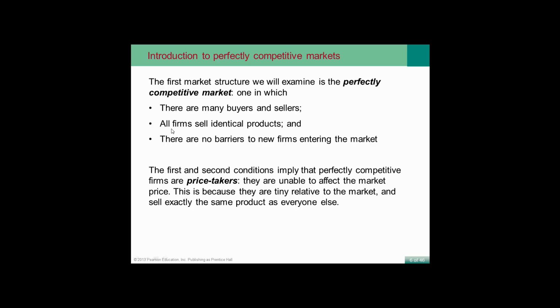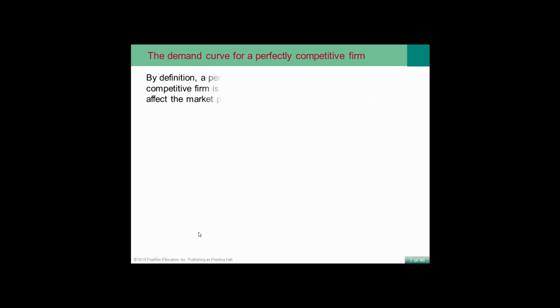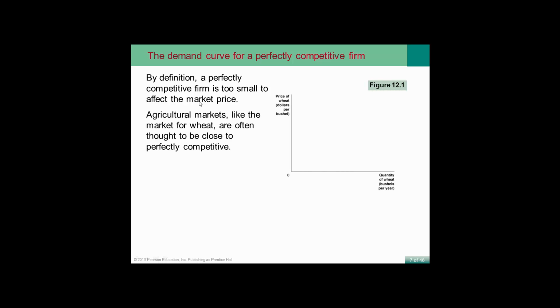Because there are many buyers and sellers and they're all selling identical products, they are unable to affect the market price. This is because they are tiny relative to the market and sell exactly the same product as everyone else. As you might already have guessed, perfectly competitive markets are relatively rare. They don't necessarily exist too much, but by definition, a perfectly competitive firm is too small to affect the market price. Agricultural markets, like the market for wheat, are often thought to be close to perfectly competitive.